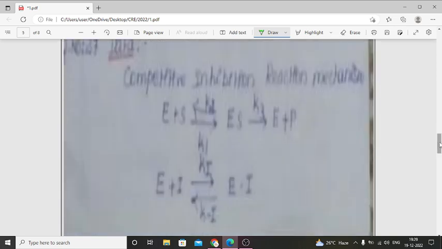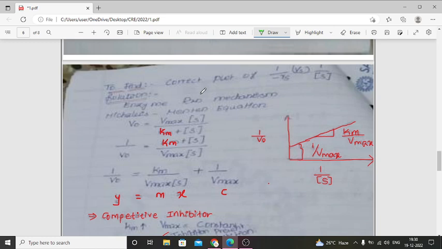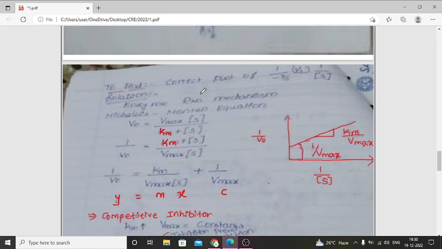Given the competitive inhibition reaction mechanism: E plus S gives ES. Here K1 is the forward reaction rate constant, K2 is the backward reaction rate constant. ES gives E plus P, K3 is the forward reaction rate constant. E plus I gives EI, Ki is the forward reaction rate constant, K minus i is the backward reaction rate constant. The objective of this question is to find the correct plot of 1 by minus rS versus 1 by concentration of S.